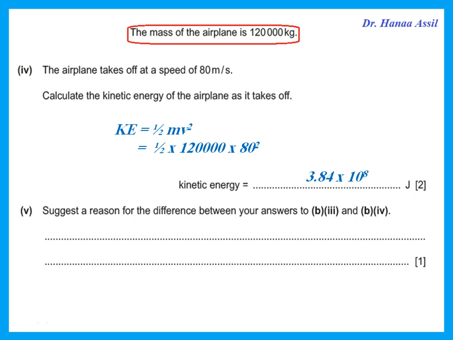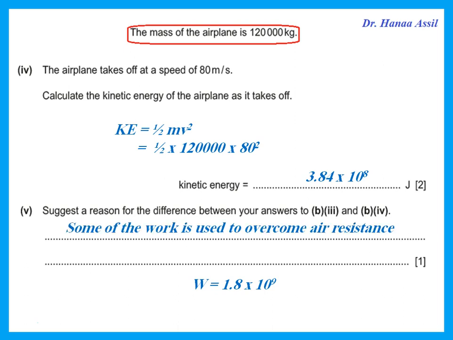Suggest a reason for the difference between your answers in B3 and B4. So we calculated work and we calculated energy. The work was 1.8 times 10 to the 9. The kinetic energy that was used is the 3.84 times 10 to the 8. So why is work more? Why is it doing more work than the energy it's actually needing? This is because some of the work is used to overcome air resistance or friction.